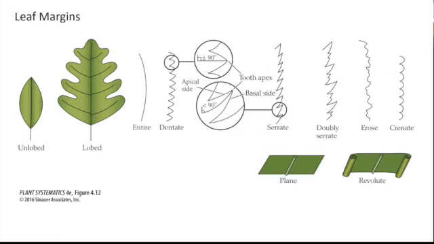And then lastly, leaf margins. I would say entire, you want to know that basically just means a smooth leaf margin on the outer edge of the leaf. And then dentate and serrate are common. Doubly serrate is one that you'll find in certain species like birch.